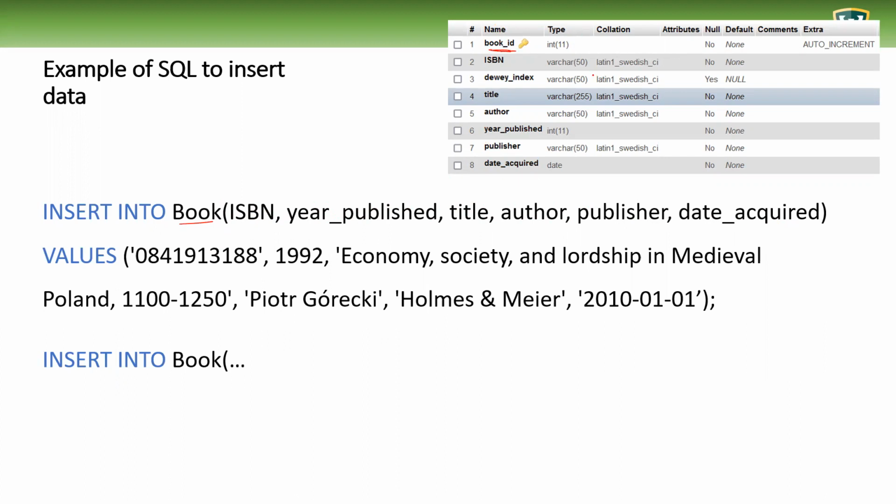So this is actually a picture of the structure of the table. I'm not adding the book ID because what I noticed is that when I created this table, I actually made the book ID auto increment. So it would automatically increment.